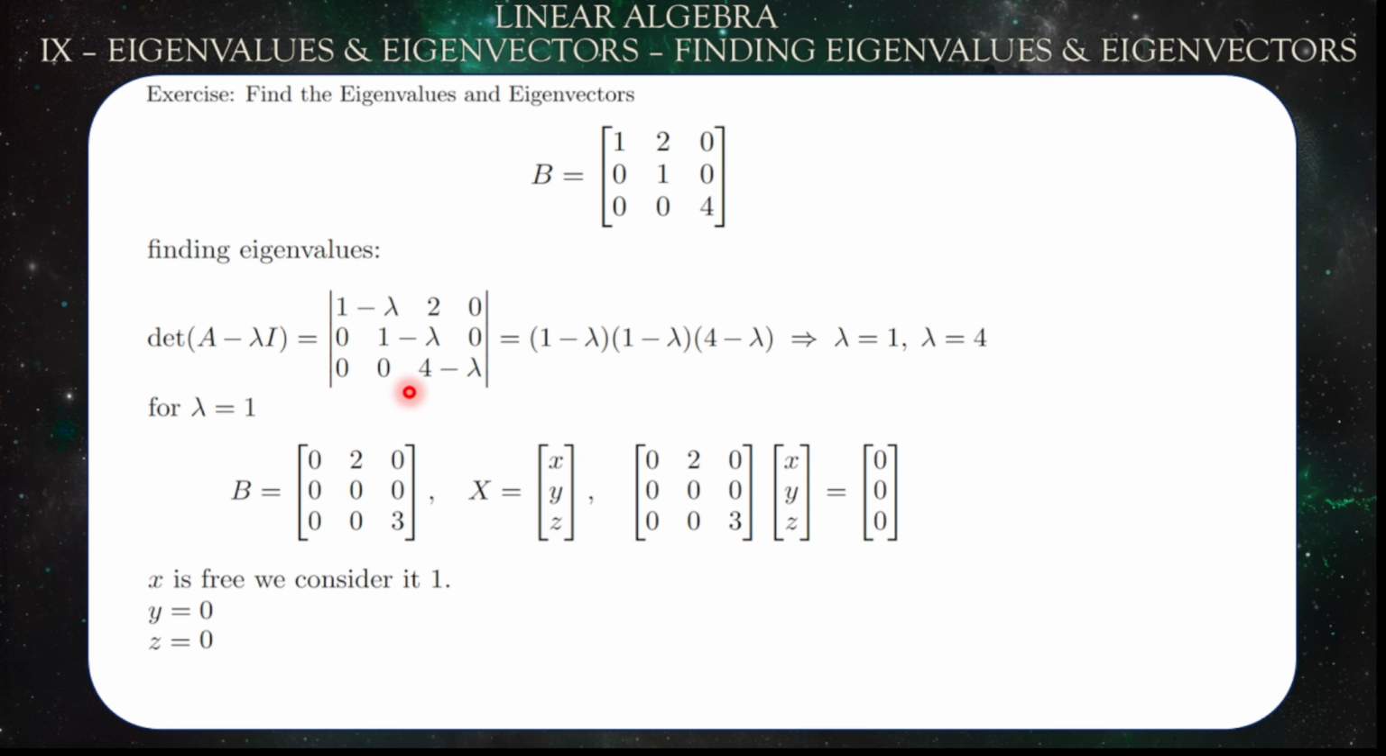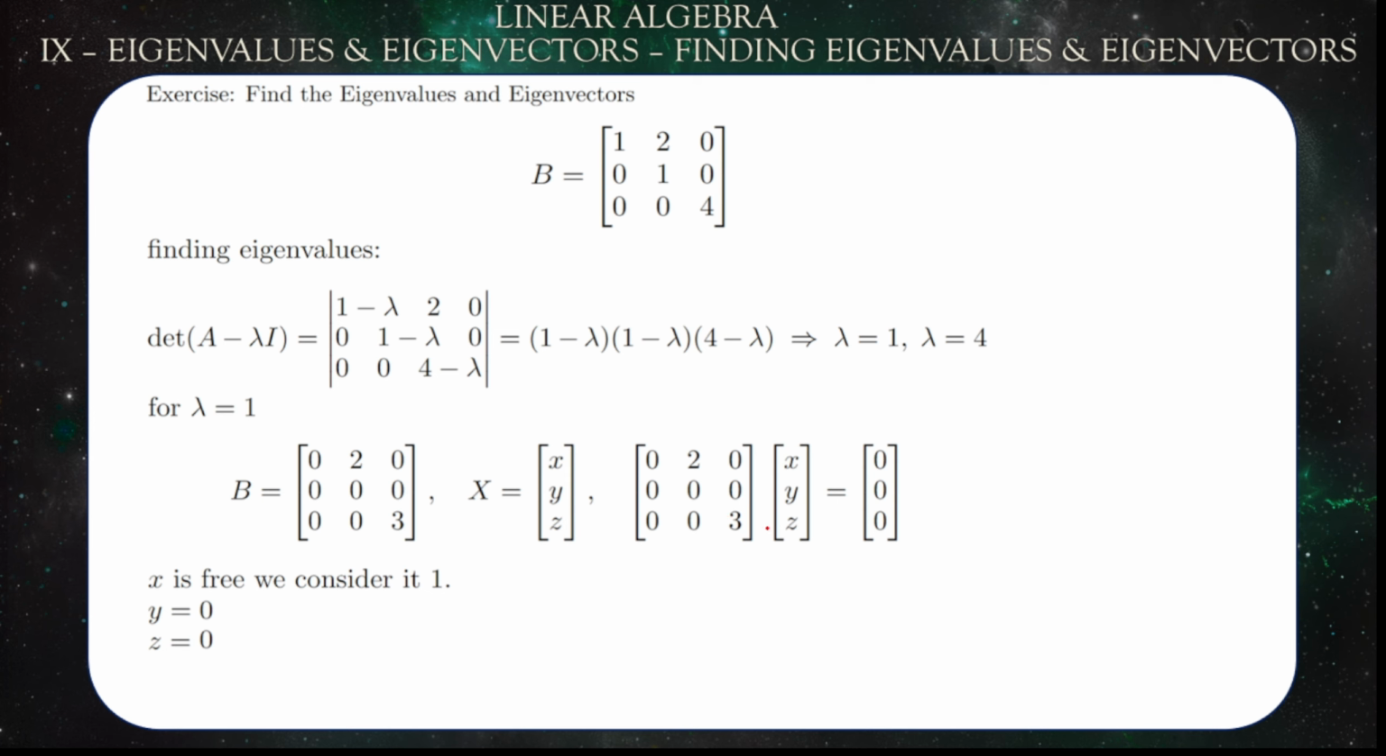For lambda equal 1, we place lambda back in this equation, A minus lambda I. So you get 1 minus lambda, 1 minus lambda, 4 minus lambda, which is 0, 0, 3. And for the other values, you have 0, 0, 0, you have 2, 0, 0. Let us multiply it by the vector x having coordinates x, y, z, and find out what that vector should be like. So let's resolve it. We consider x to be 1. Let me manually check it.